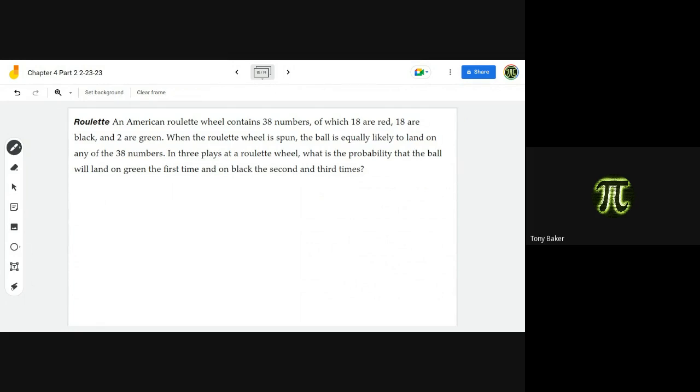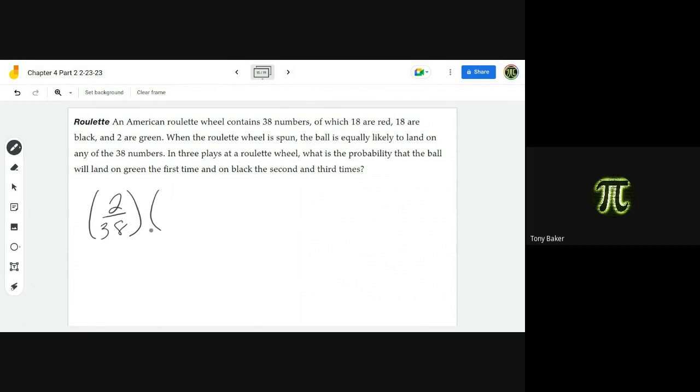So since I'm playing the roulette three times, I want to know the total probability that these three things happen. It's not an or, it's an and. I want this to happen, then this to happen, then this to happen. So what's the probability that it'll land on green? Two out of 38. I'm just going to keep them all as 38. So that's the first event.